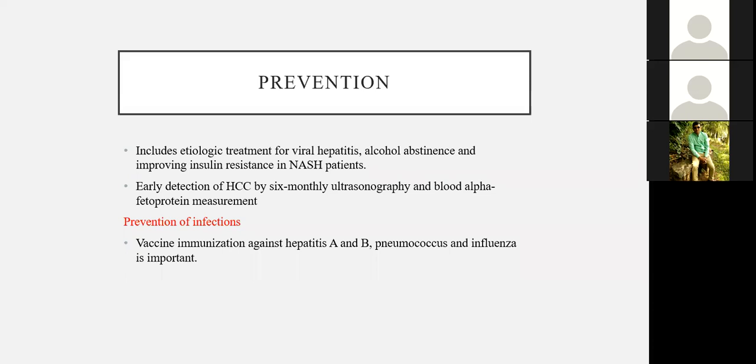It includes the treatment of viral hepatitis, alcohol abstinence, and improving the insulin resistance in non-alcoholic steatohepatitis patients. And we have to do the follow-up of the patients for hepatocellular carcinoma by 6-monthly follow-up with ultrasonography and blood alpha-fetoprotein levels. And the prevention of infections can be achieved by immunization against hepatitis A, B viruses, and pneumococcus and influenza viruses.